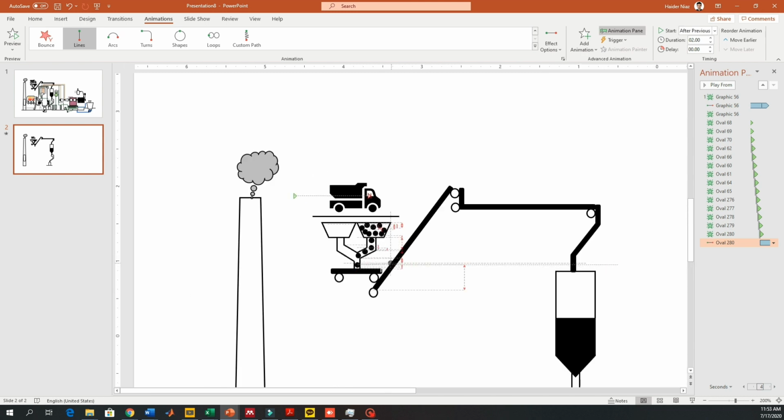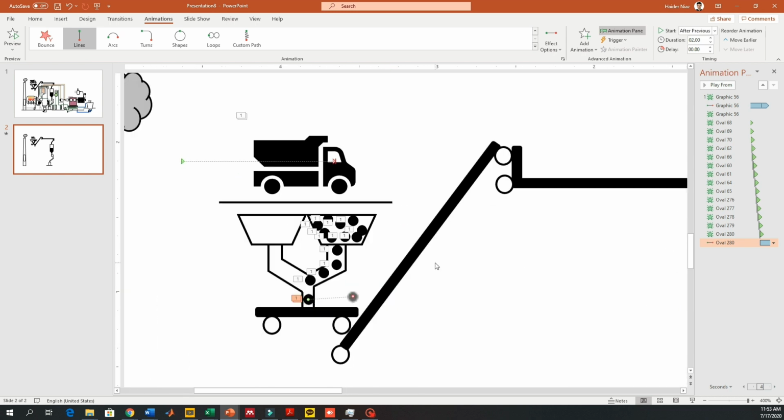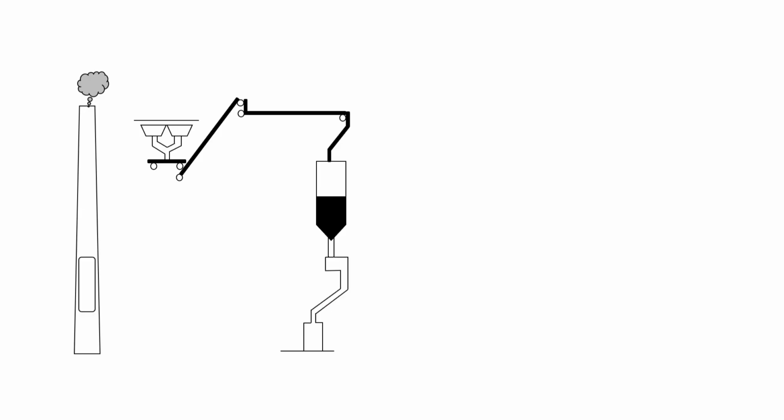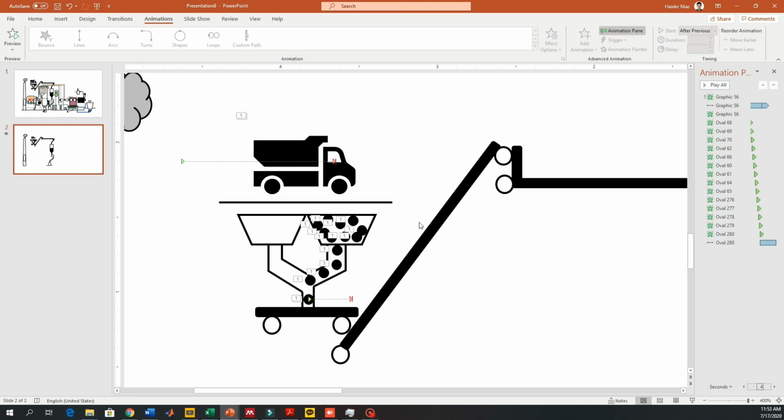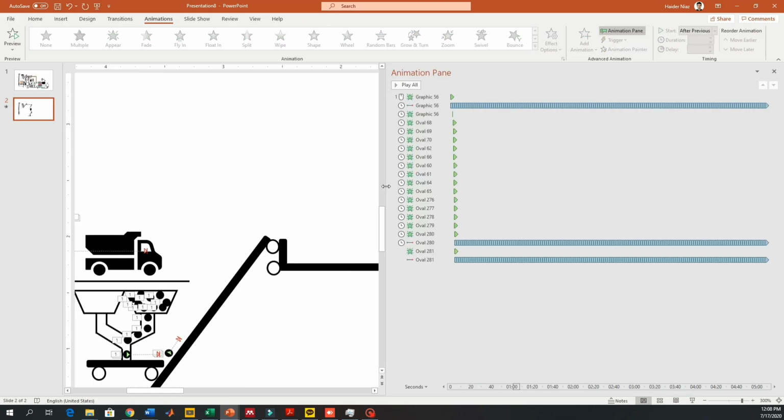So now we are going to do the same thing that we did with the truck. We are going to do the animation on this circle. We are going to use again the line animation, and check whether it's working or not. So as you can see, they are coming one by one and the line animation is working. Now this one is working fine.